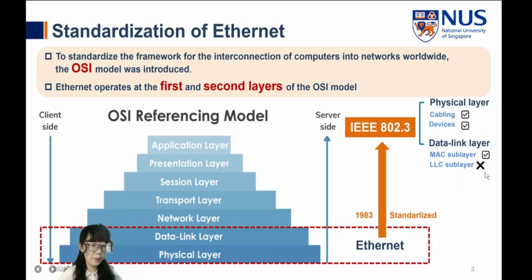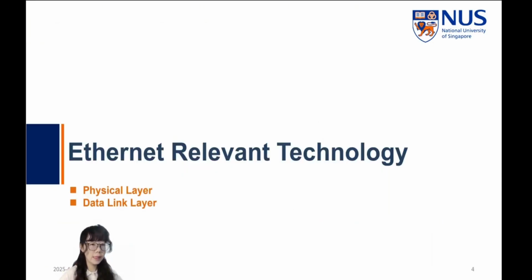At the physical layer, it defines how data is transmitted over cables and connectors. And at the data link layer, it takes care of frame formatting, addressing, and access to the shared medium. The data link layer is further divided into two sublayers, MAC and LLC. The MAC sublayer is responsible for most of the work. Next, I'm going to talk about some relevant technologies of Ethernet, and I will look through Ethernet from these two layers.